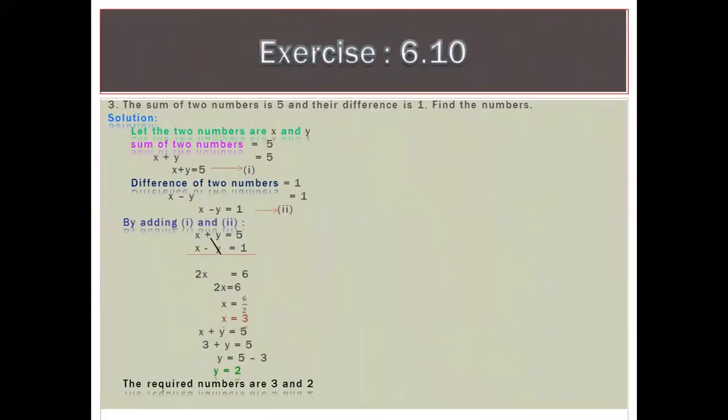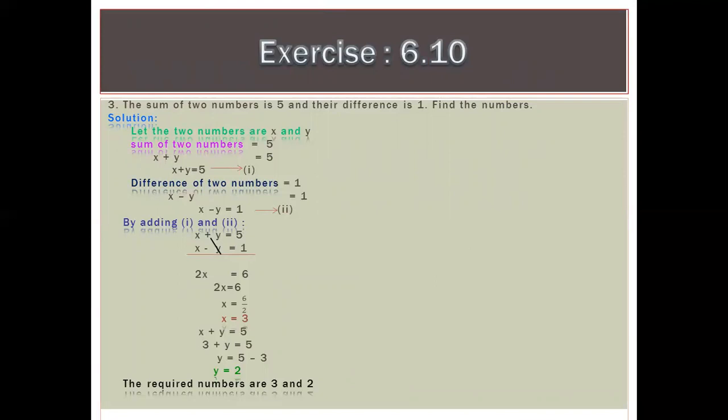Question number 3. The sum of two numbers. Now in both the previous questions 1 and 2, we only discussed one number. But in question 3, the sum of two numbers. It means that in this question, we suppose two numbers, x and y, because this is the demand of the question. The sum of two numbers is 5.